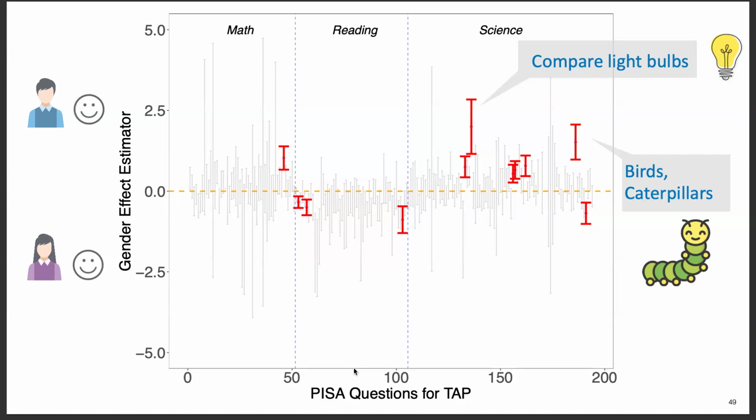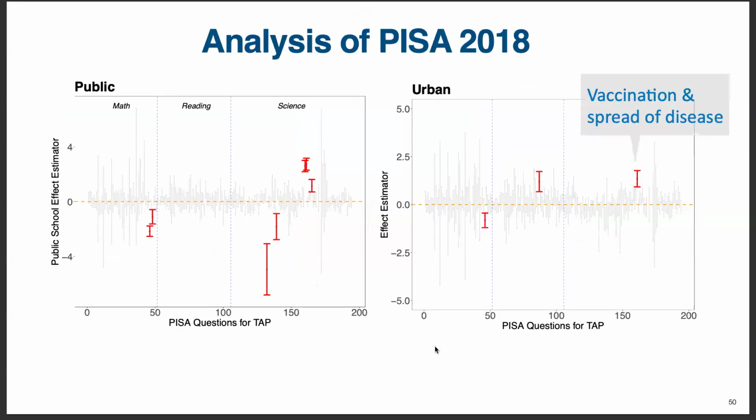But of course, as I was saying, this is just based on the hypothesis testing result. We need to work together with experts to further say whether there is real evidence or not. All right, there are some other examples. Here is a public school versus a private school. Again, we detected some items. And this is urban versus rural area schools.